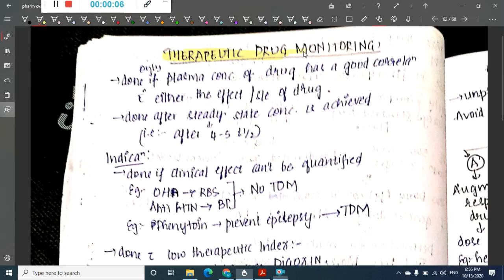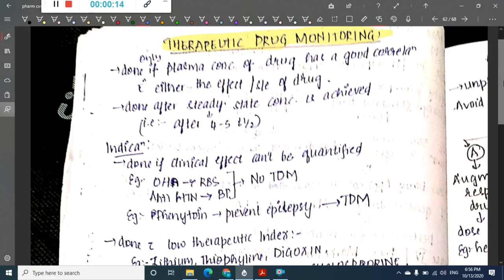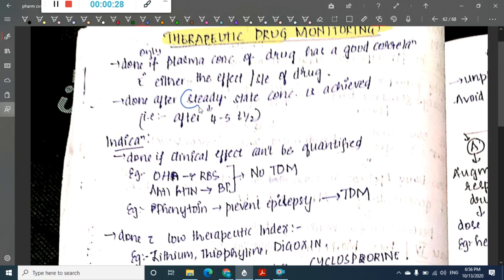In this chapter, we are going to learn about therapeutic drug monitoring and the side effects of the drug. Therapeutic drug monitoring is done only if the plasma concentration has a good correlation with the effect and side effect of the drug. And this is done after a steady state concentration is achieved, that is after a gap of 4 to 5 half-lives.